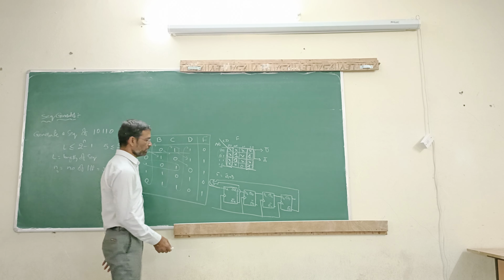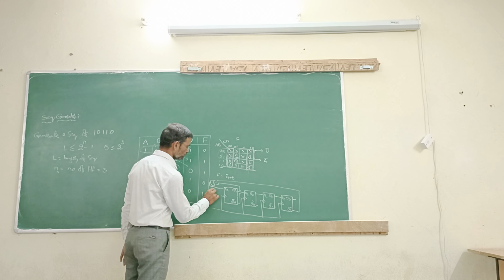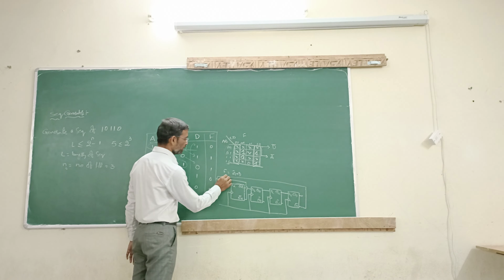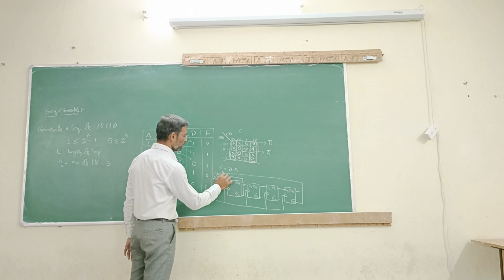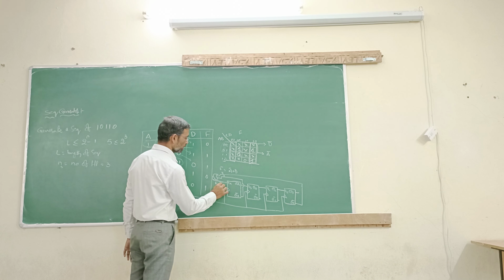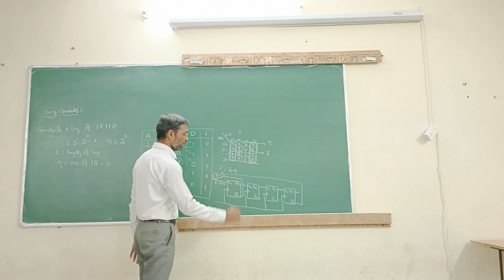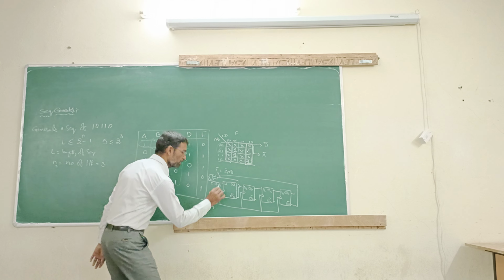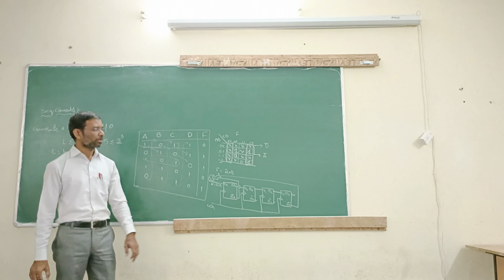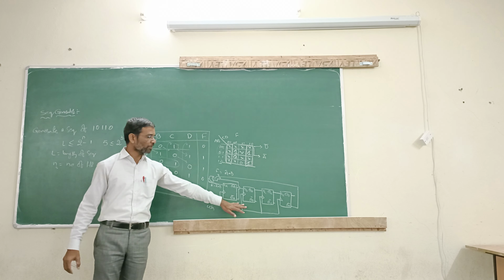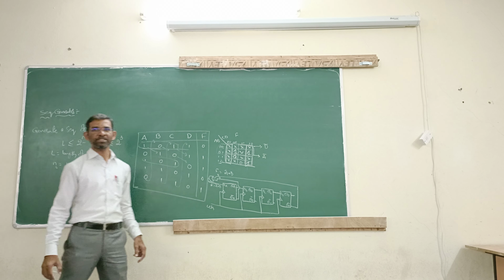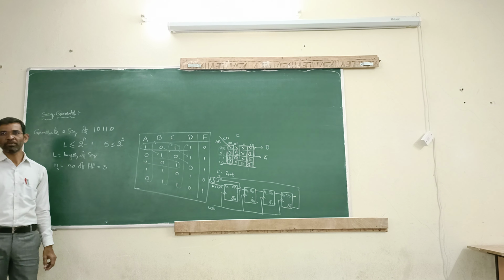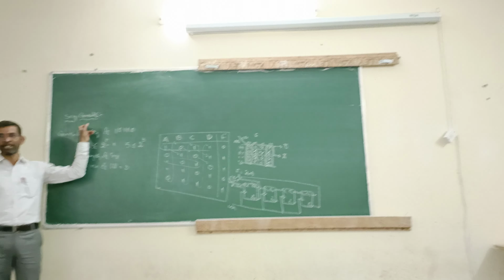This is nothing but here F. F is equal to A bar plus D bar. This is nothing but D bar, and this is nothing but A bar. We are going to get here expression for F is equal to A bar plus D bar. This is nothing but a clock signal. So that with this clock signal, this logic circuit is going to generate a sequence, nothing but here 10110. This is about the sequence generator.